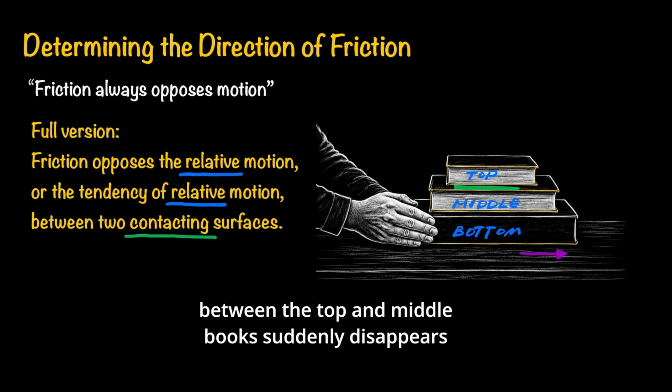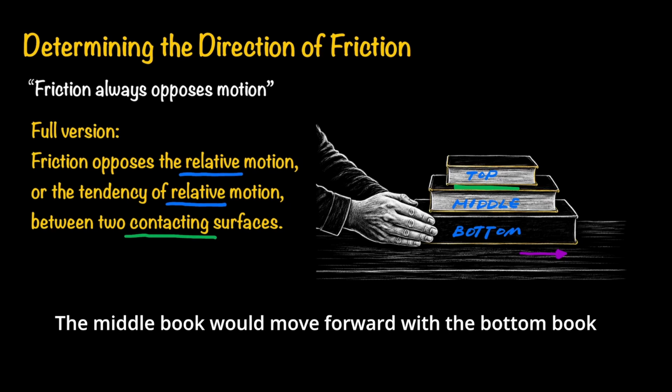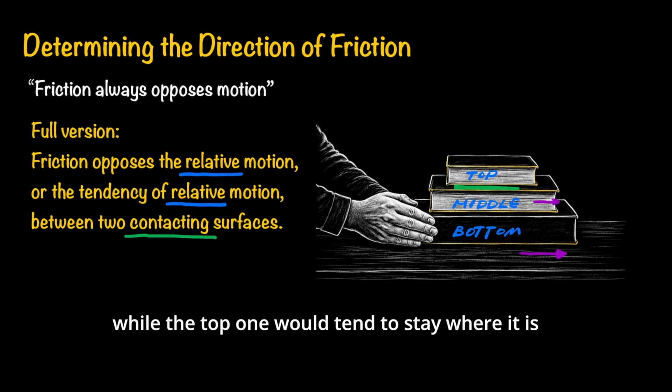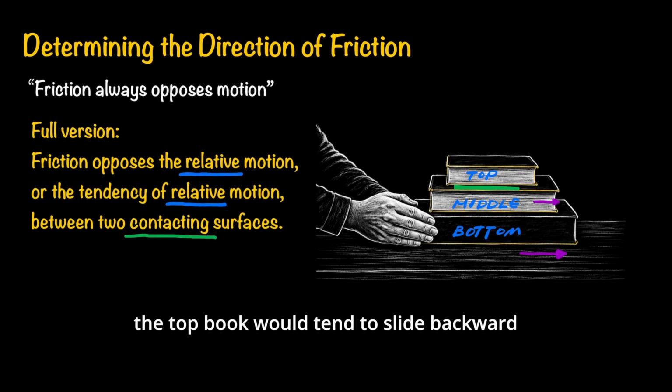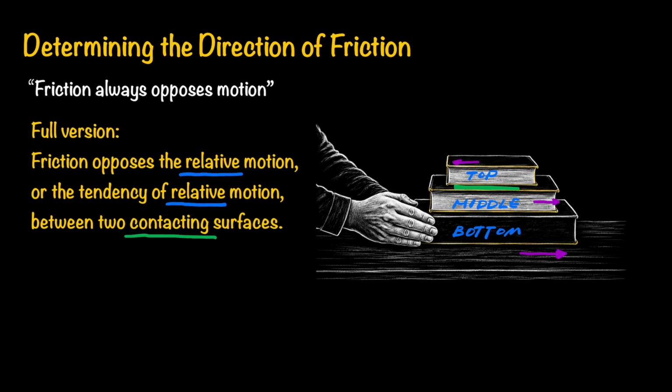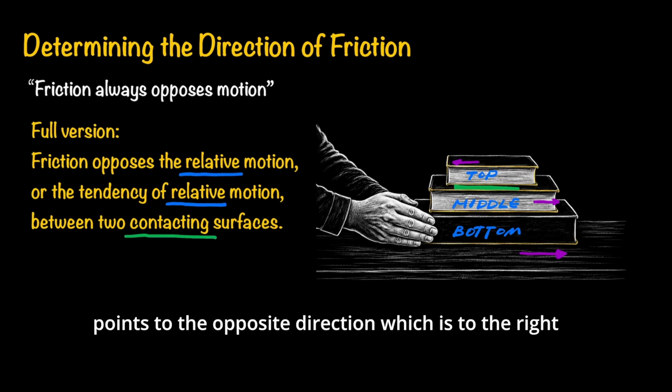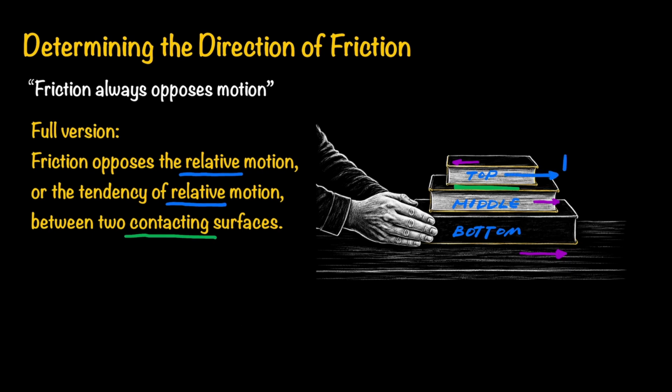Imagine the friction between the top and middle books suddenly disappears. The middle book would move forward with the bottom book, while the top one would tend to stay where it is because of inertia. So relative to the middle book, the top book would tend to slide backward. To oppose that tendency, the friction force on the top book points to the opposite direction, which is to the right.